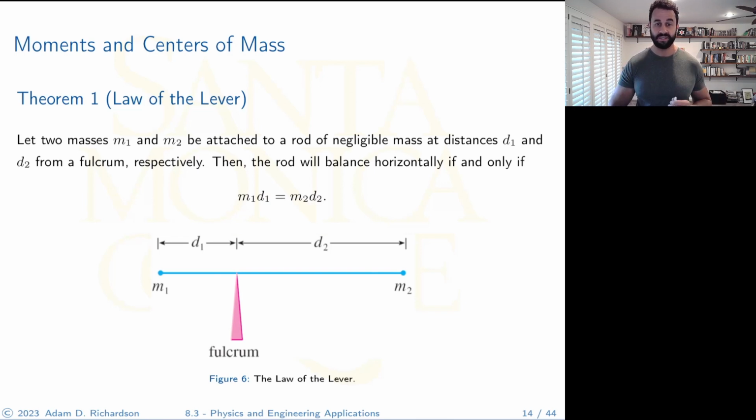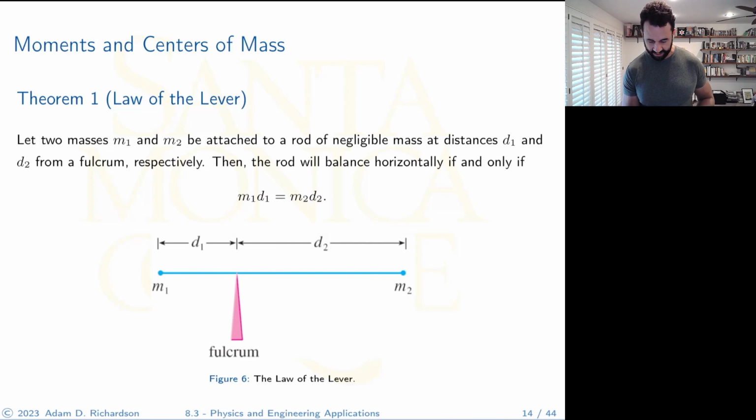and this is going to help us find the center of mass. So let's say we have two masses, m1 and m2, and they're attached to a rod of negligible mass. So here's a mass, and we're going to say that this rod has basically no mass, maybe a tiny, tiny bit of mass.